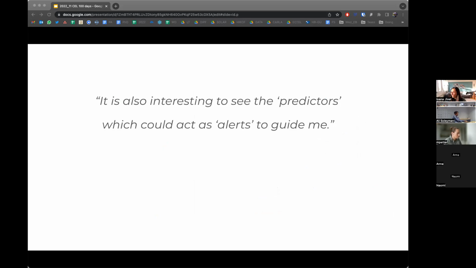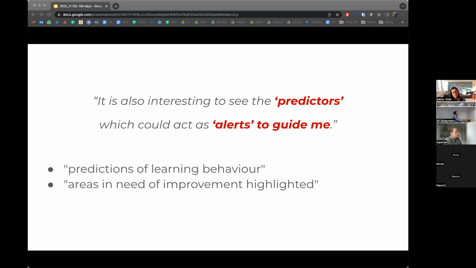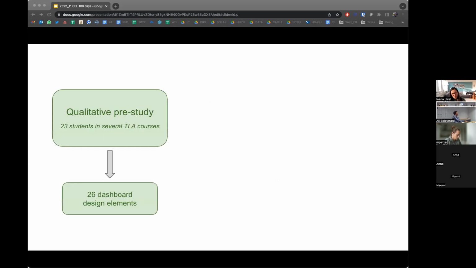One example of how we extracted these design elements is this quote from one of the reflections: "It is interesting to see the predictors which could act as alerts to guide me." Out of this quote, we extracted two design elements. The first one is predictors of learning behavior, because these are the predictions that were shown on the mock-up, and the second one is areas in need of improvement being highlighted, because these are the alerts that the student mentioned. Going over all of this, as I mentioned, we obtained 26 design elements.